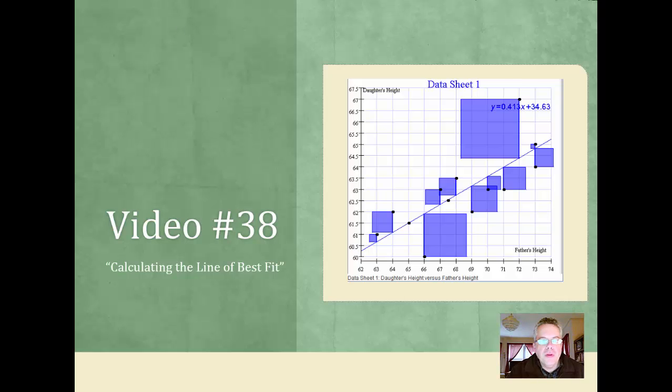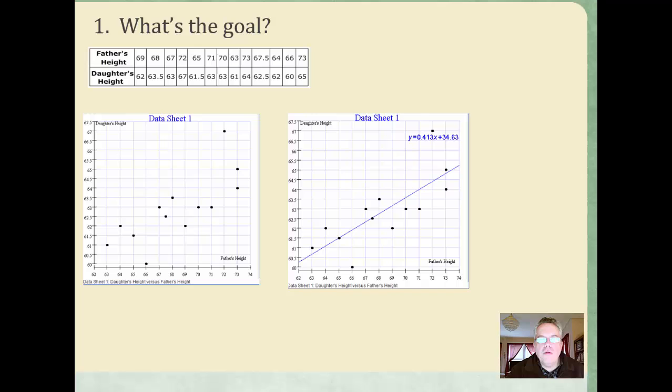Here we go. So I want to remind you of the goal of linear regression. The goal is to fit a line as close to the data points as possible. So here we have a scatter plot. And I really like this data because I got three daughters, as you know. The X data is the father's height in inches, and the Y data is the daughter's height in inches.